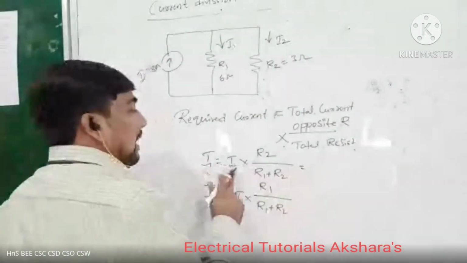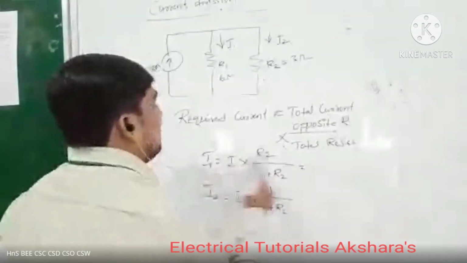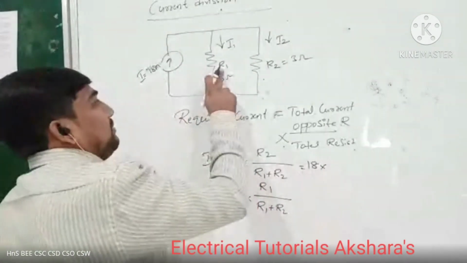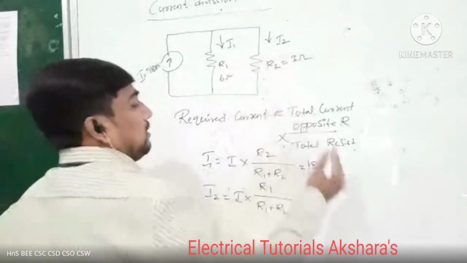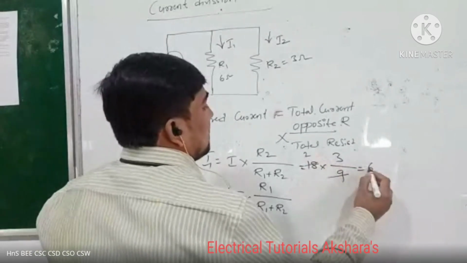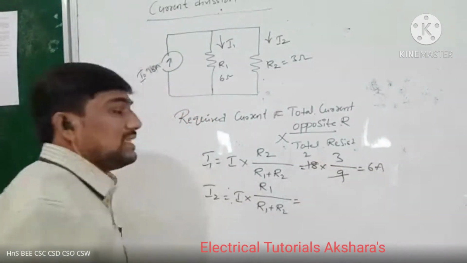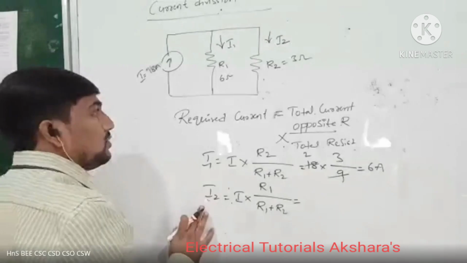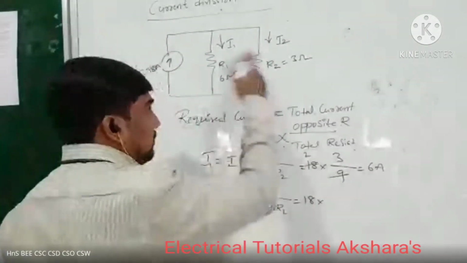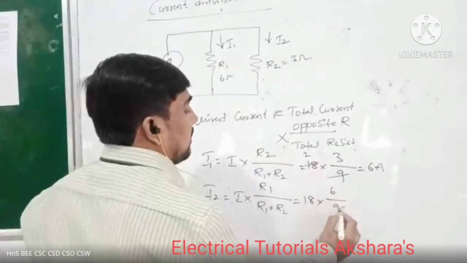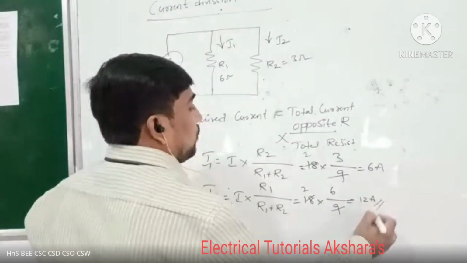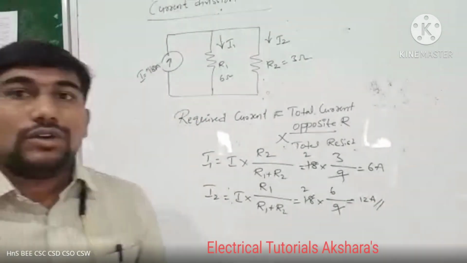I1 equals total current, 18, into the opposite resistance of I1. Simply I am writing 3, 3 by total. Total is 9. We get 6 amperes. Now, I2 equals total current into the opposite resistance of I2: 6 by 9, which is 2 by 3, and 18 into 2 by 3, then we get 12 amperes.